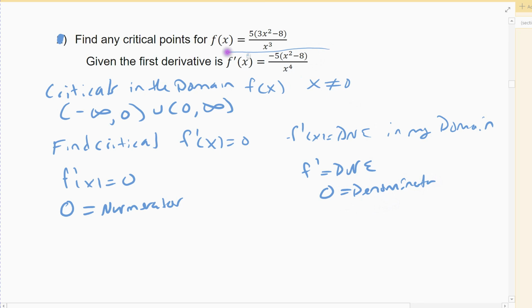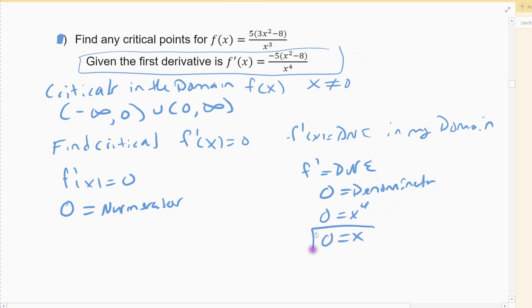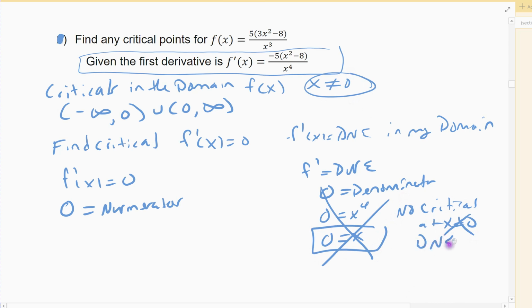If I look at my derivative, the denominator is x to the 4th. Well, x to the 4th is 0 when x is 0. But remember, x can't be 0. And so this does not apply. There is no critical value at x equals 0. It does not exist in the original function. It's not in the domain of the original function. It's not in the domain of the derivative. Since it's not in the domain of either, it can't be a critical value. So that does not exist case does not apply.